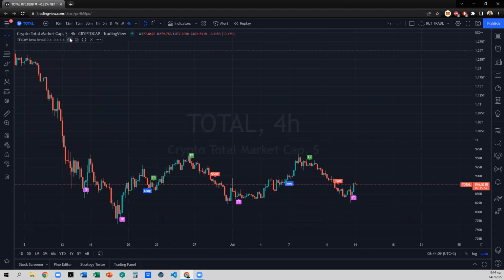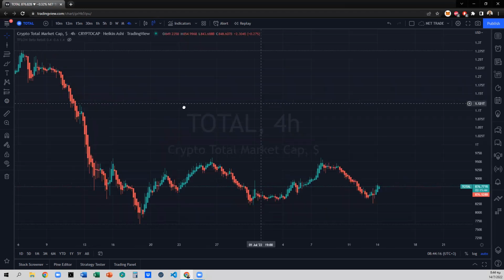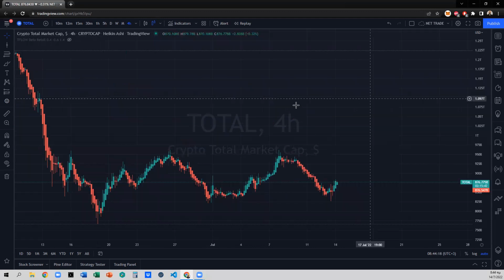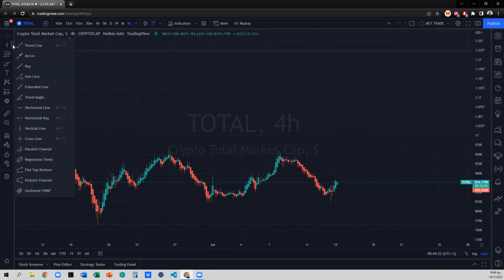So you go here, you close the TFLOW beta algorithm, and again, you use the Heikin Ashi candles to see where we have a downtrend. As you can see here, on the 10th of July, we had a first red candle, which initiated a downtrend on the 4-hour chart always.